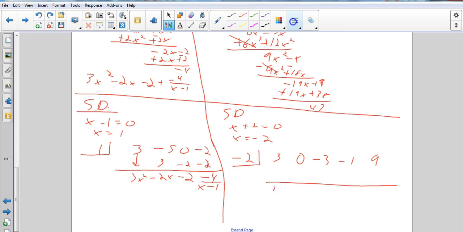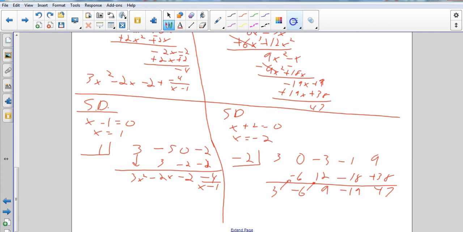Bring down, and I multiply. Negative 2 times 3 is negative 6. Add. Multiply by negative 2. Positive 12. 12 minus 3 is 9. Multiply by negative 2. Add. Negative 19. Multiply by negative 2. 38. Add. 47. I started off with x to the 4th.